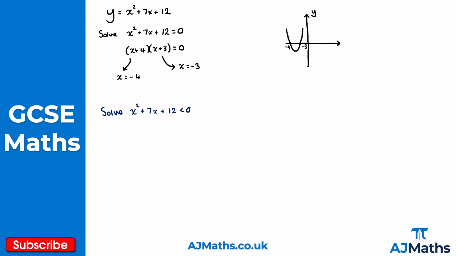So how would we solve this quadratic inequality? We start with the exact same method of factorizing. If I factorize this quadratic, it's the exact same as the previous one, so we get the same factorization: x plus 4 times x plus 3, and that will be strictly less than 0. From here, again, we identify the critical values, and they'll be the exact same: x equals minus 4 and x equals minus 3.